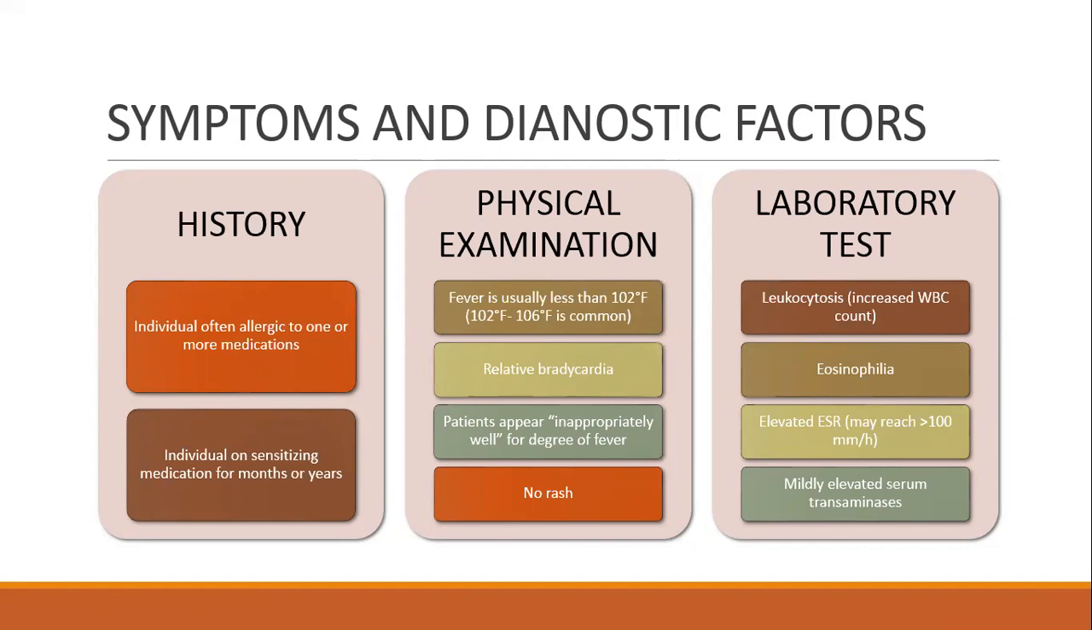Patients having drug fevers show, on physical examination, a temperature less than 102 degrees Fahrenheit. Normally, the pulse rises with an increase in temperature. For every degree Fahrenheit the temperature is increased, the pulse should rise 10 beats per minute. If it is not there, it indicates relative bradycardia. Also, the patient doesn't show any uneasiness for such high fever, and there is no rash present. If a rash is there, it is a drug rash, not drug fever.